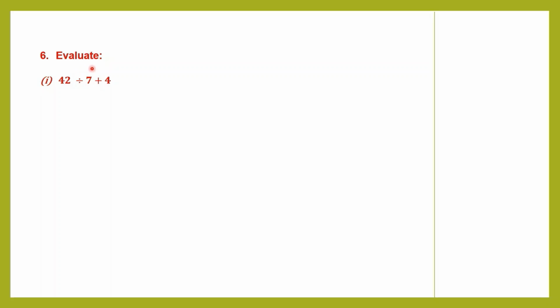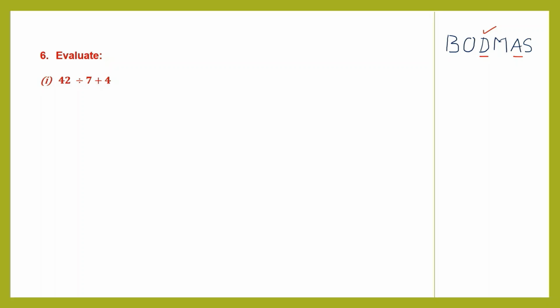Question 6, evaluate. First one under this, 42 divided by 7 plus 4. Now here we have two operations. We have division and addition. Now which one should we do first? According to BODMAS, we need to follow BODMAS when we have more than one operation. So here there are two. BODMAS tells us brackets has to be done first, then of, then division, multiplication, addition and subtraction. So according to this, division comes before addition. So let's work out division first.